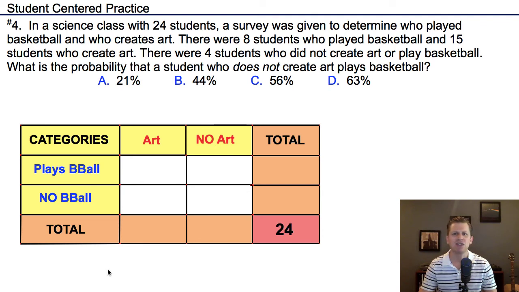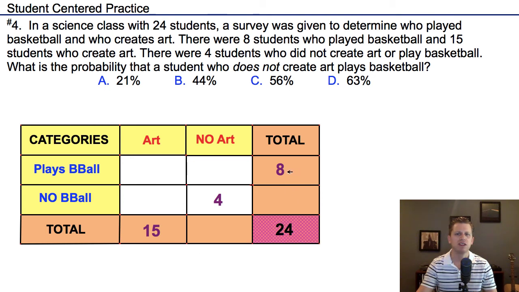Let's see, 8 students played basketball. Played basketball, the total there will be 8. And of the students that create all different types of art, it looks like there was 15. So under art here, I'll put 15. It says there's 4 students who didn't create any art or play basketball. So no art, no basketball. It looks like there are 4 students. Let's fill in the table.